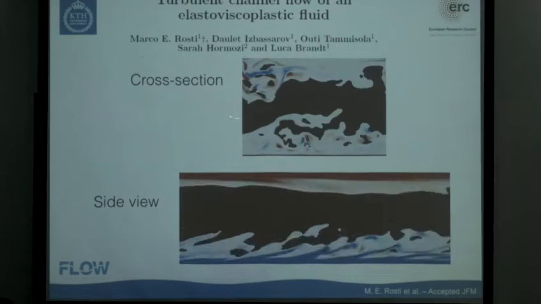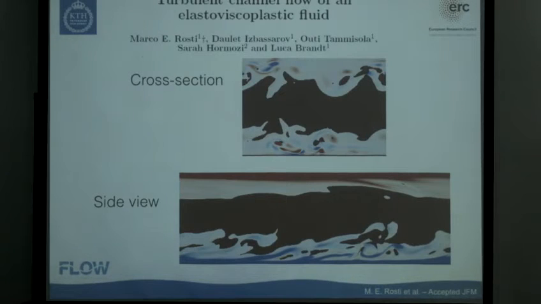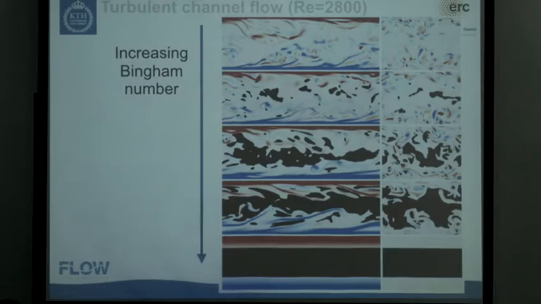Here we see from a cross-section a similar behavior. All the simulations we presented here are done with very, very low elasticity, so we don't really have elastic effects yet, but we are studying that now. So this is what happens. This is the classical Reynolds tau 180 case that Kim and Moin and Moser did in 1987.